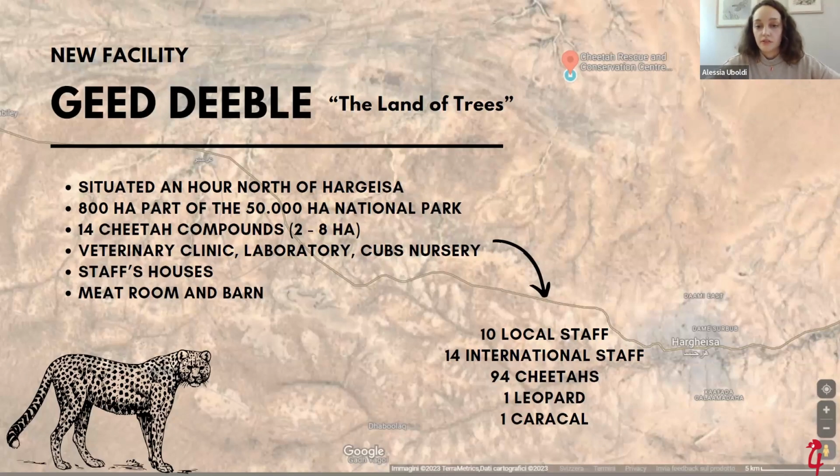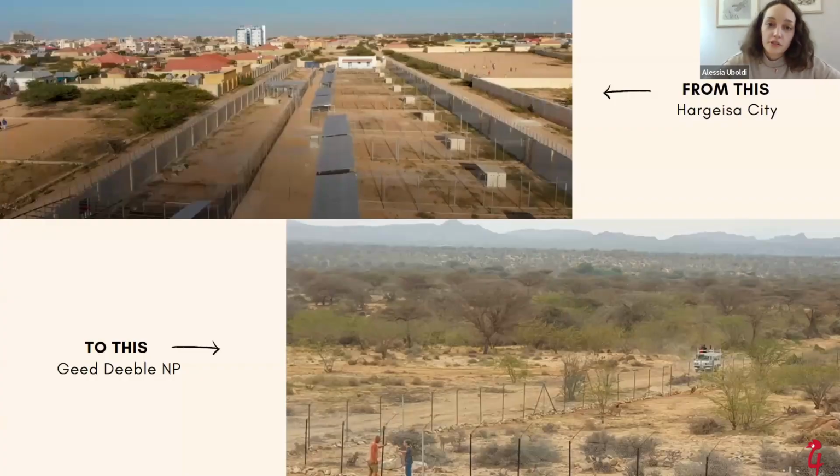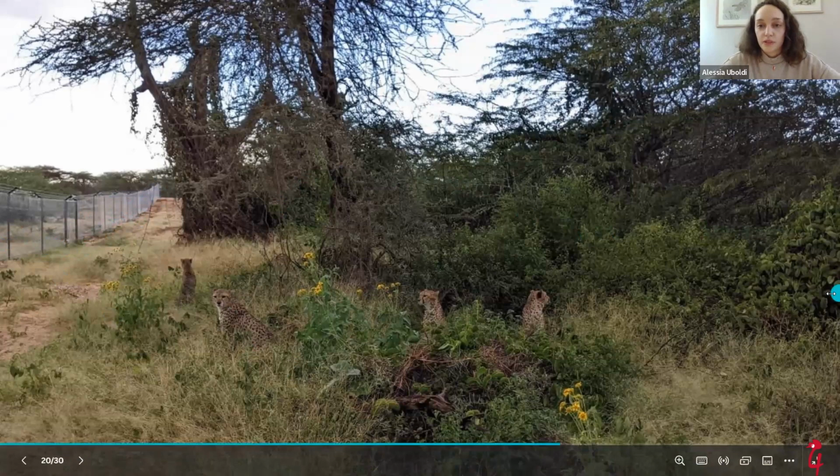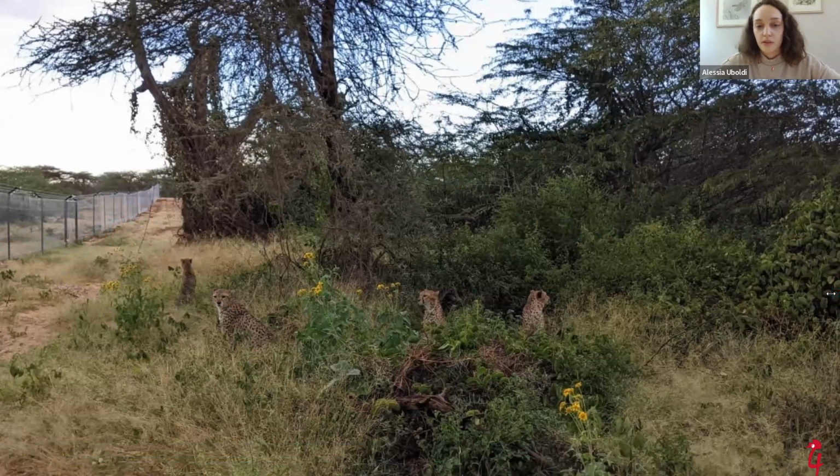And the staff that is living there, around 14 international staff and 10 local staff, they of course have the facilities that they need. And here are some pictures, just to show you how it was before. This is the safe house, as they are called, in Hargeisa, and this is Gedeble. So you can already really see from this picture the big difference. And we have other nice pictures. So there is a fence, of course, cheetahs are kept in captivity, as I said, but there is a really huge presence of natural environment.